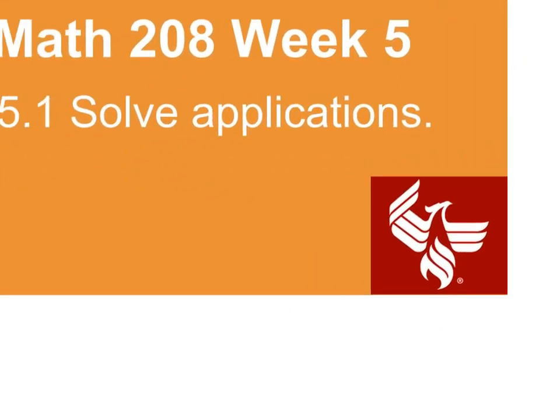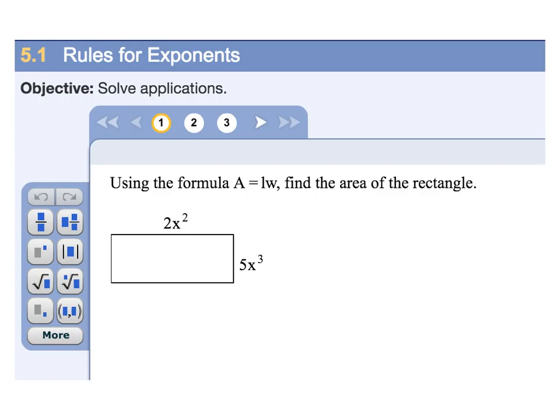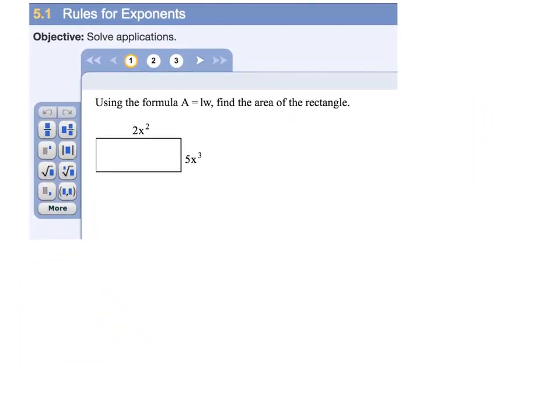All right, this is Math 208, Week 5, Section 5.1. We're solving applications. So what does that mean? The idea is we're basically doing all the same kind of exponents that we were doing, only now they're inside of word problems, and that's not so hard.